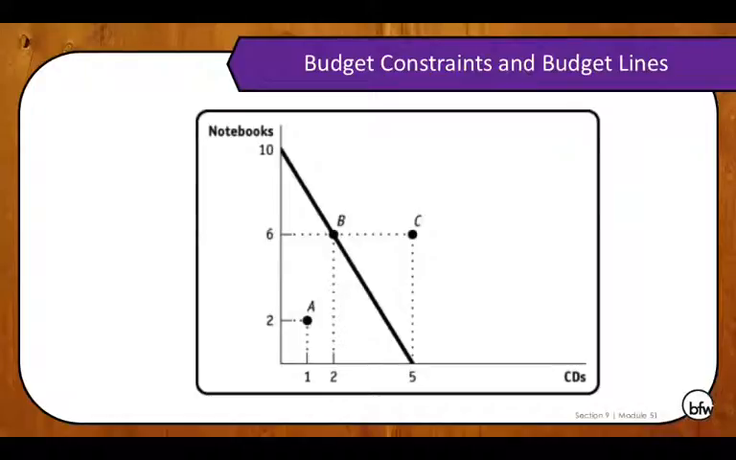The slope of this curve is also informative. In this curve, the slope equals -2. This tells us that in order to buy 1 more CD, he must give up 2 notebooks. In other words, it represents the opportunity cost of a CD. 1 CD costs him 2 notebooks, and 2 notebooks cost him half of a CD. So we can also learn the opportunity cost of a choice from this graph.